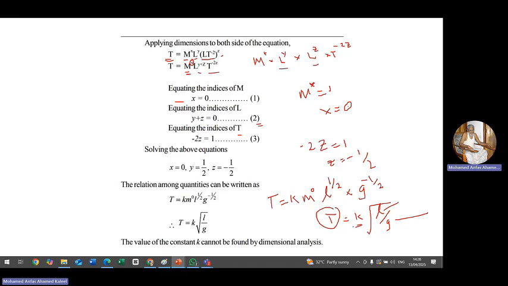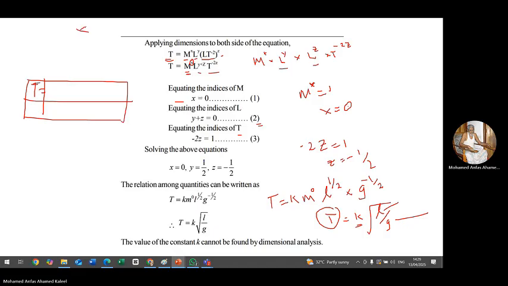By experiment, we can find T. We can tabulate T in one table. So we can make an experiment like this for a pendulum, for different L.